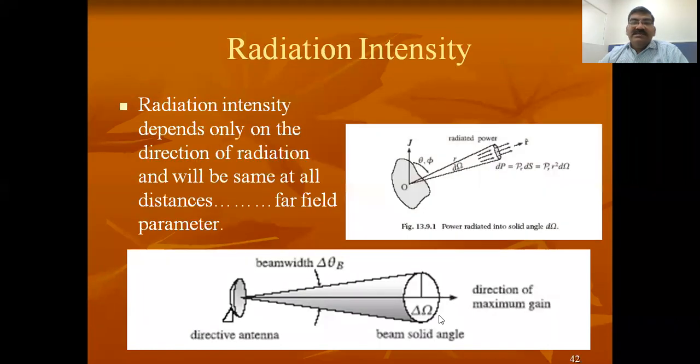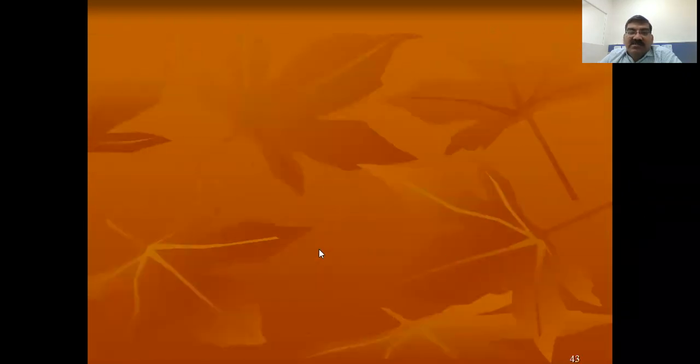These are the examples of radiation intensity. This is the solid angle example. This way you can understand the solid angle. This is radiating and this particular angle is considered, so you can consider it as the solid angle. These are simple examples.